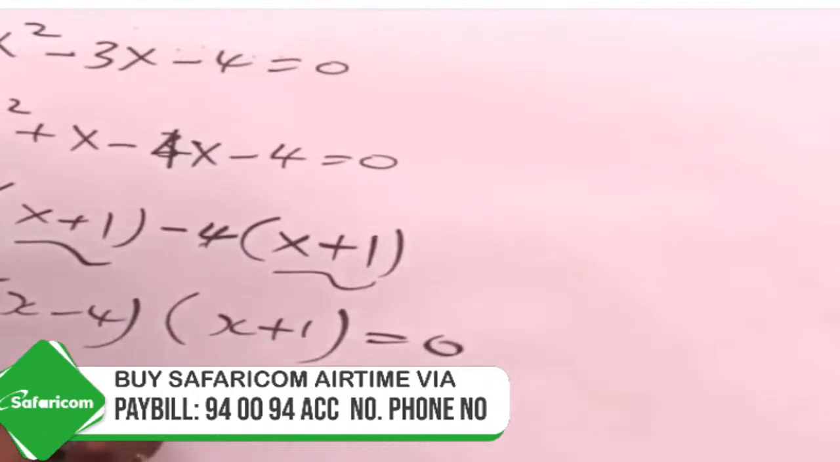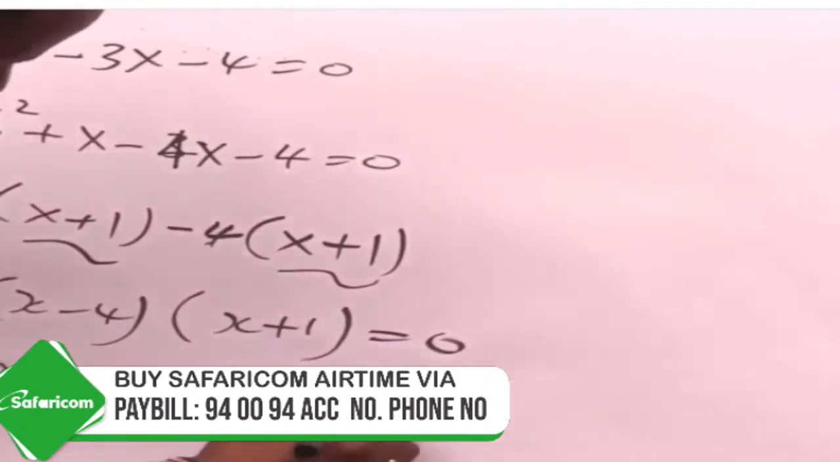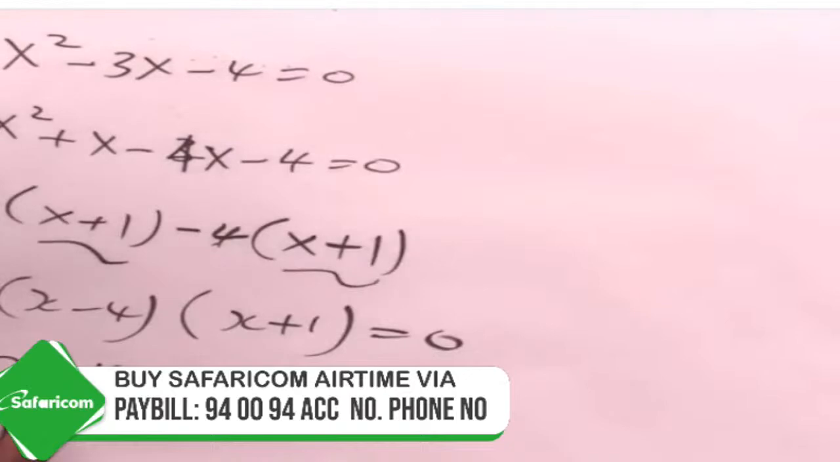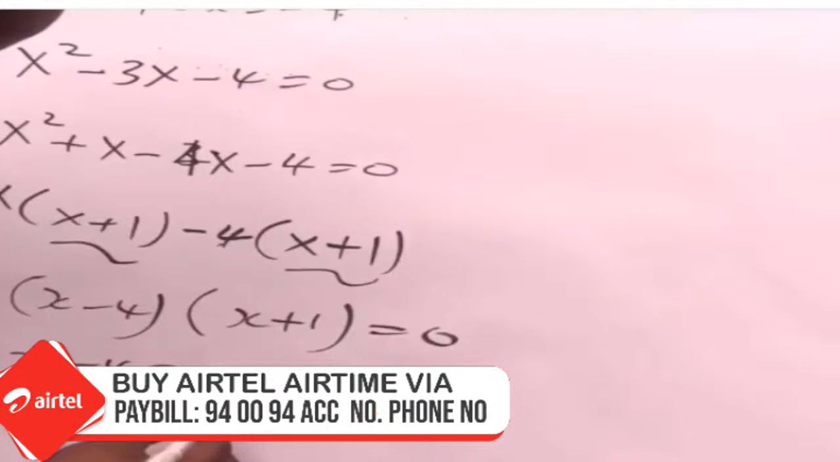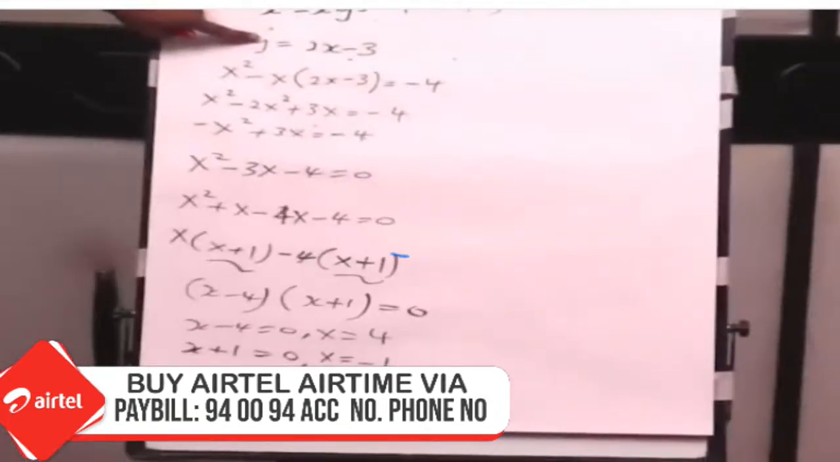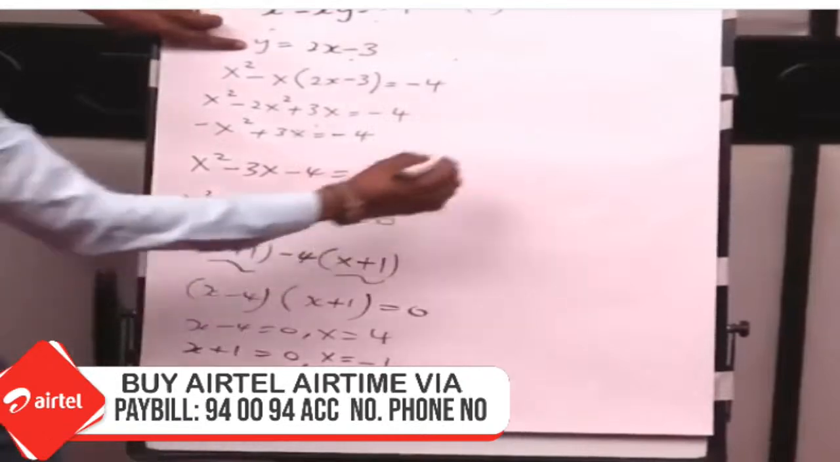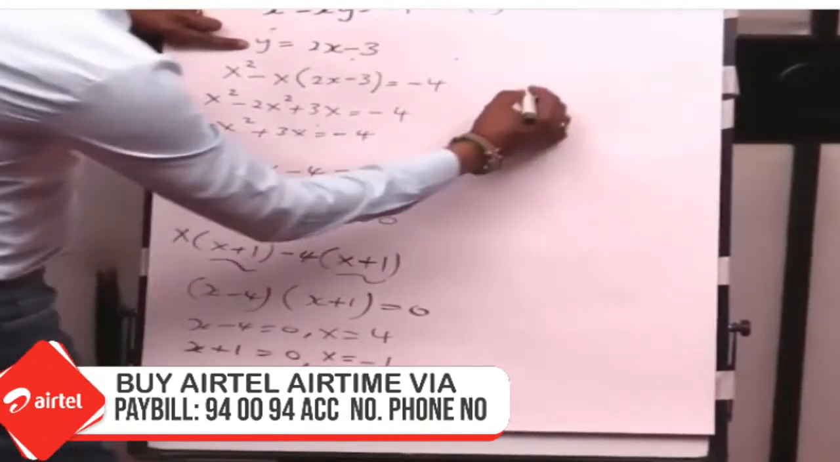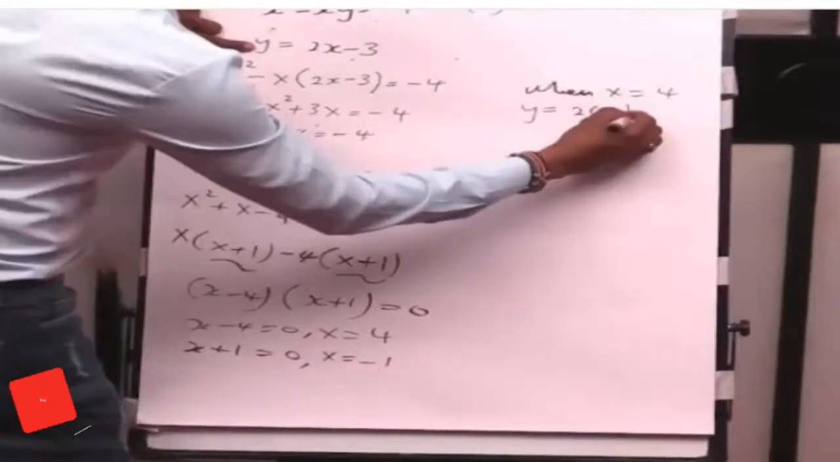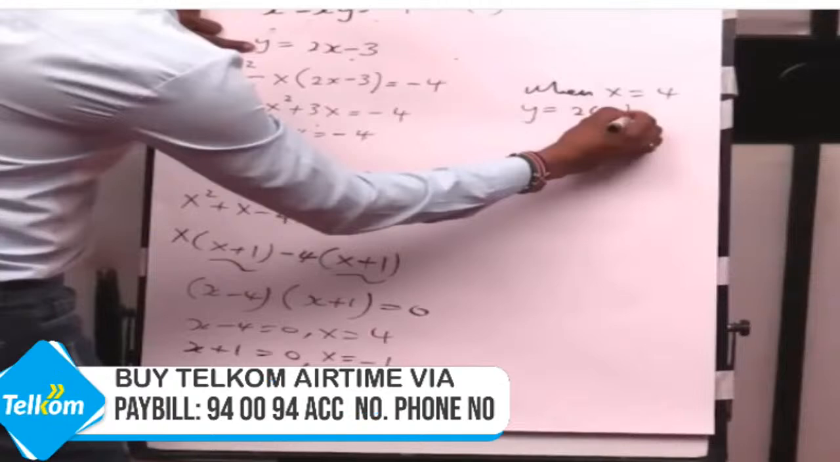Therefore, x minus 4 equals 0, x equals 4. Then x plus 1 equals 0, x equals minus 1. So when x is 4, what is the value of y? Come here, replace. When x equals 4, y will be equal to 2 times x, which is 4, minus 3. So y will be equal to 8 minus 3. y is equal to 5. So when x is 4, y is 5.